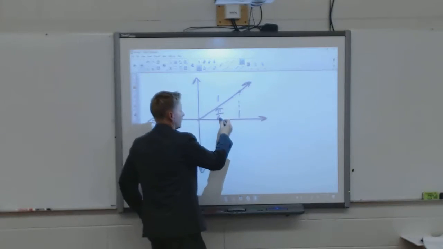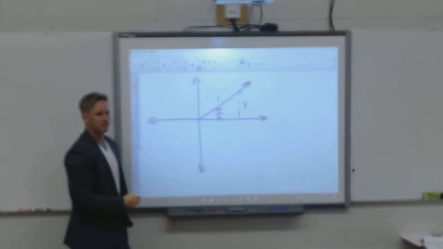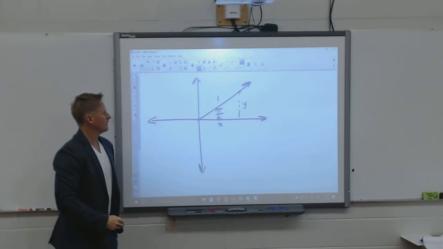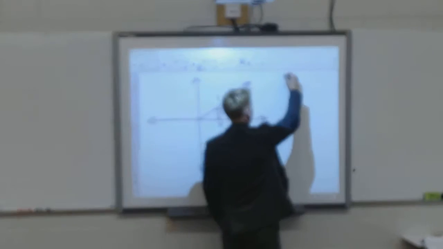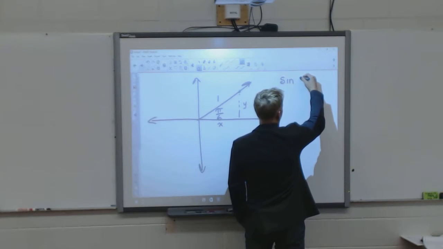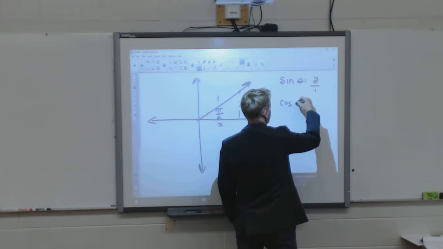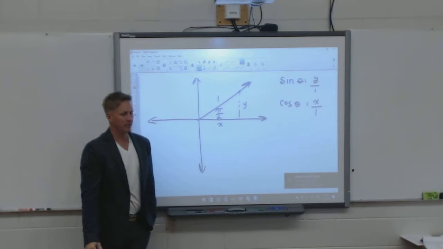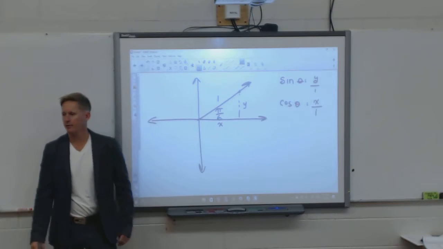Well, the sine of pi over 6 is this value, y over 1, correct? And the cos value of pi over 6 would be x over 1. Agreed? So I have sine of my angle theta is equal to y over 1, cos of my angle theta is equal to x over 1. Everybody agree with that so far? Okay, if this angle is theta, not pi over 6, we agree?